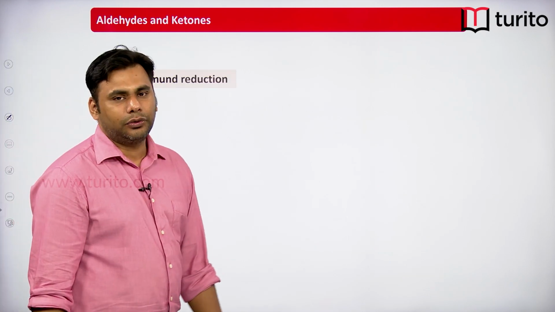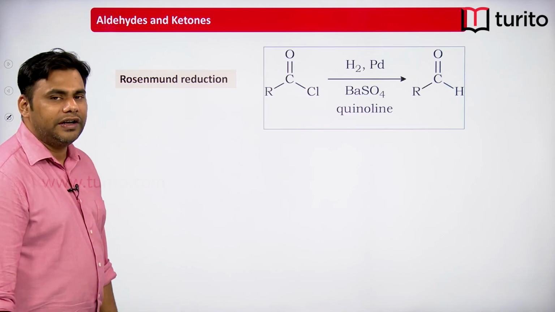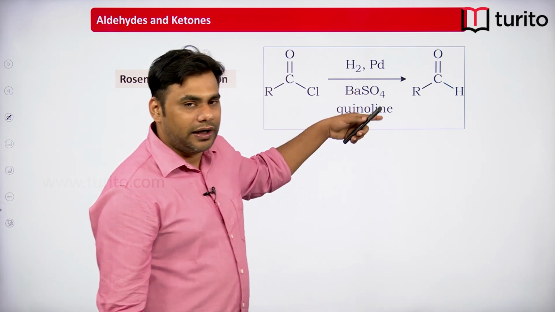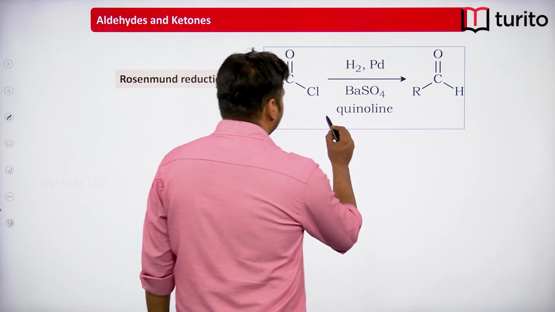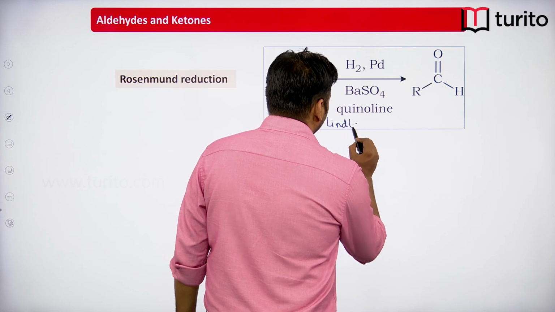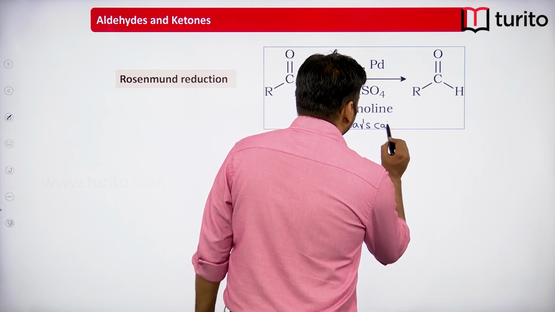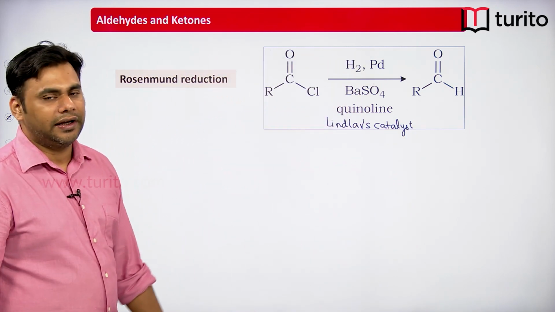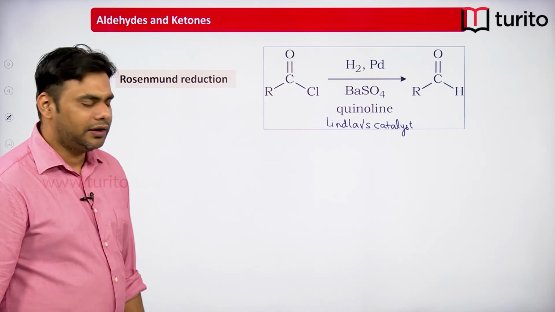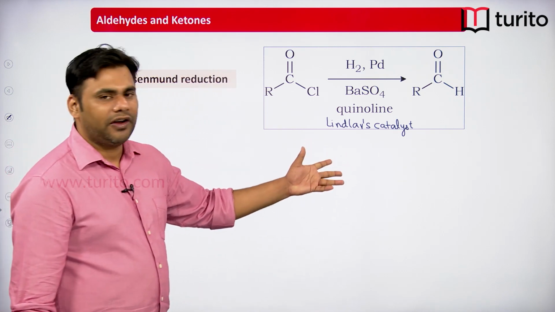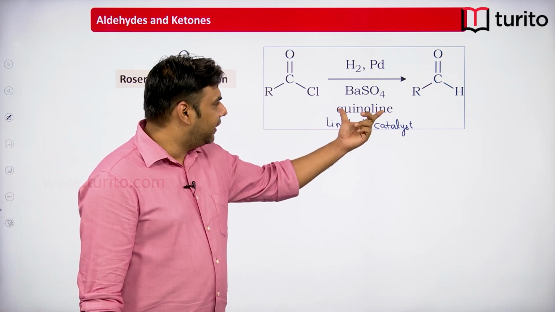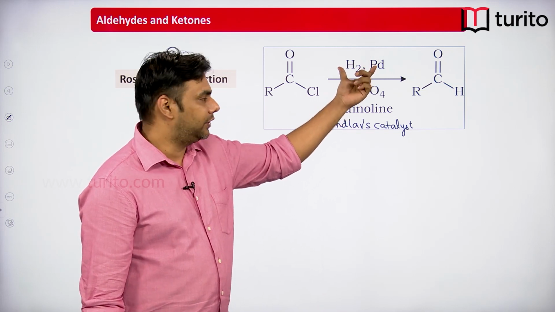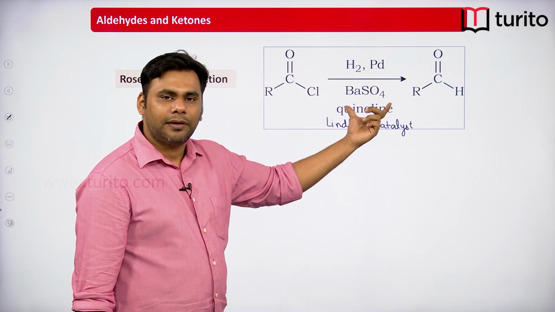Now the next reaction is known as the Rosenmund reaction. So we take an acyl chloride and we react it with, you can guess this reagent, Lindlar's catalyst. So we react acyl chloride with Lindlar's catalyst and we get an aldehyde. Lindlar's catalyst is basically hydrogen, palladium, barium sulfate, and we add quinoline. Quinoline basically poisons the catalytic activity of hydrogen. So quinoline basically acts as a poison.